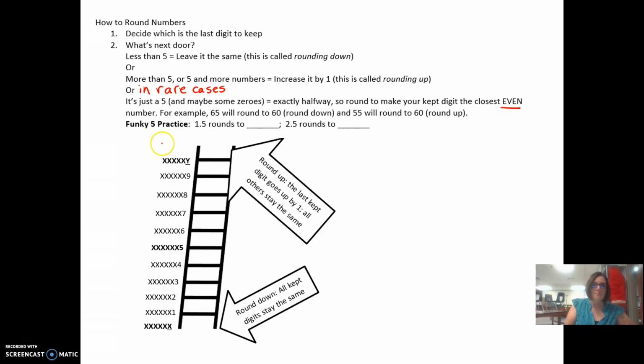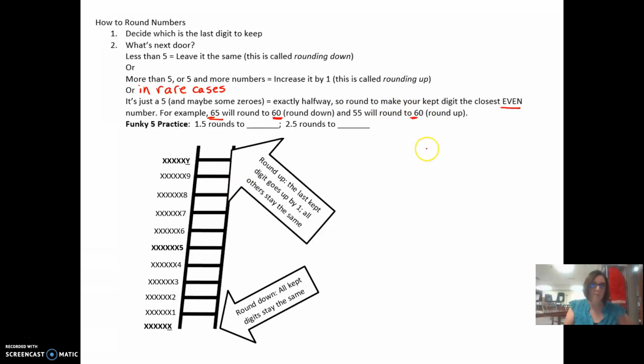So here are some examples. If we had the number 65, and I failed to put in your packet that we're rounding 65 to the tens place, that's exactly a 5 after the 6. So we can't decide, do we go down to 60, or do we go up the ladder to 70? Well, we want to keep an even number. 6 is an even number, so we would keep it 60. But if we had 55 and we're exactly halfway, if we rounded down, we would keep a 5, and that's an odd number. So instead, we would round up and keep a 6 there.